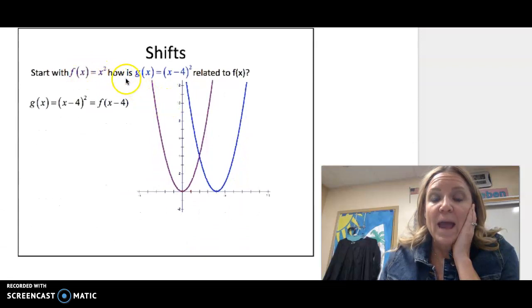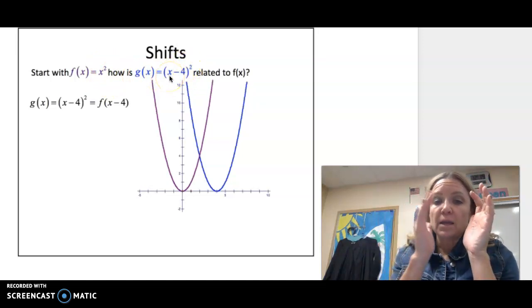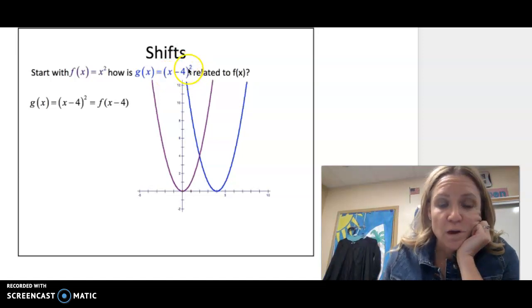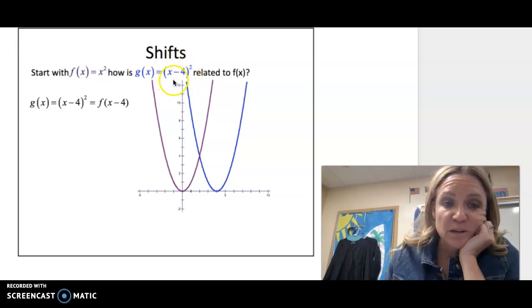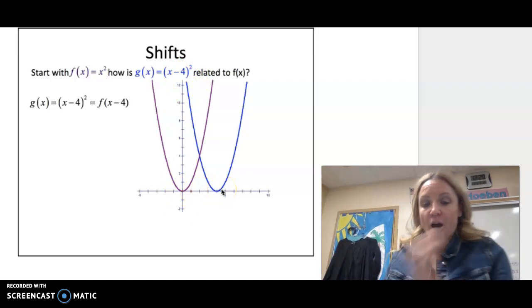All right, what happens if you take the graph of x squared and within the parentheses, within the base that's being exponentiated, you have x minus 4. So this one also has a shift. This one's a horizontal shift, and you would shift to the right. 1, 2, 3, 4. Even though it says negative 4, you're moving 4 to the right. Okay, so that one's sort of the opposite.